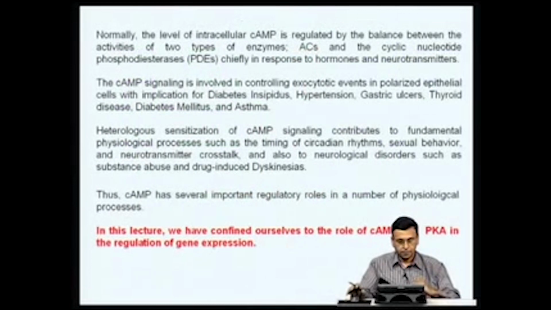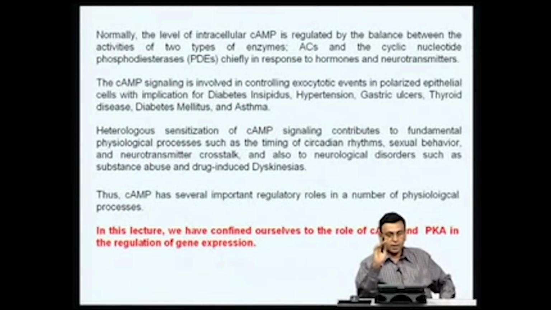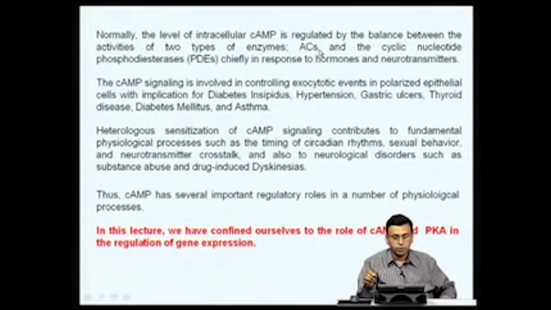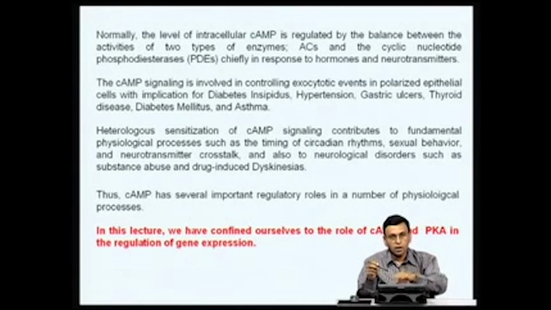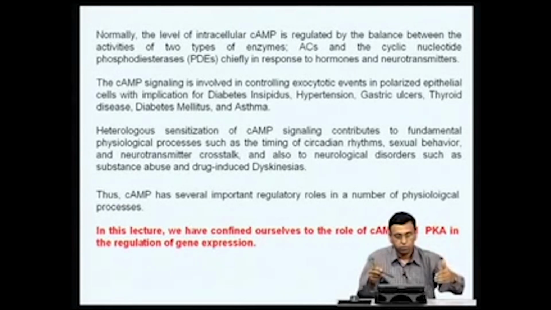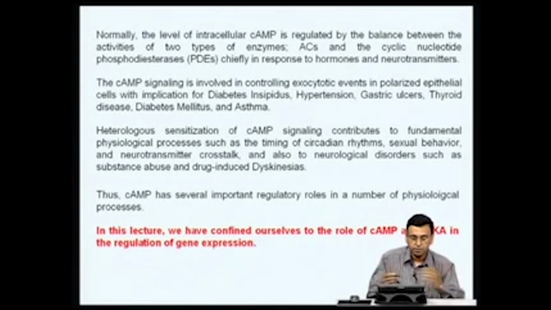And normally the level of intracellular cyclic AMP is regulated by the balance between the activity of two types of enzymes, namely adenylate cyclases and the cyclic phosphodiesterases, chiefly in response to hormones and neurotransmitters. So far we have been talking only about the positive regulation, that is activation of adenylate cyclase leading to synthesis of cyclic AMP, activation of protein kinase and so on and so forth. But since cyclic AMP is a very potent second messenger, as soon as cyclic AMP is synthesized, it is cleaved by phosphodiesterases and therefore gets immediately inactivated.